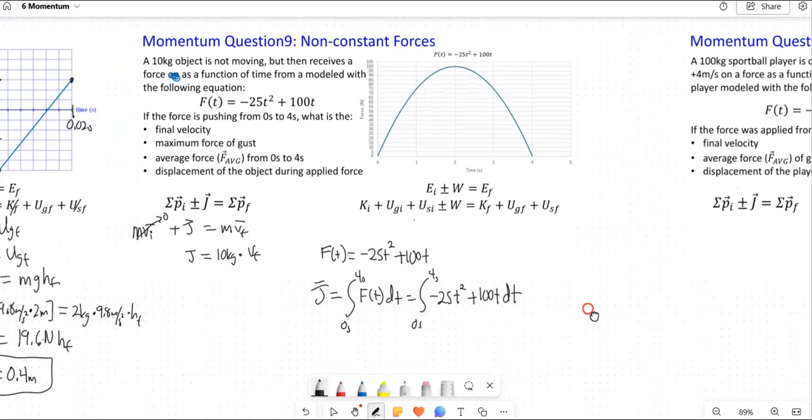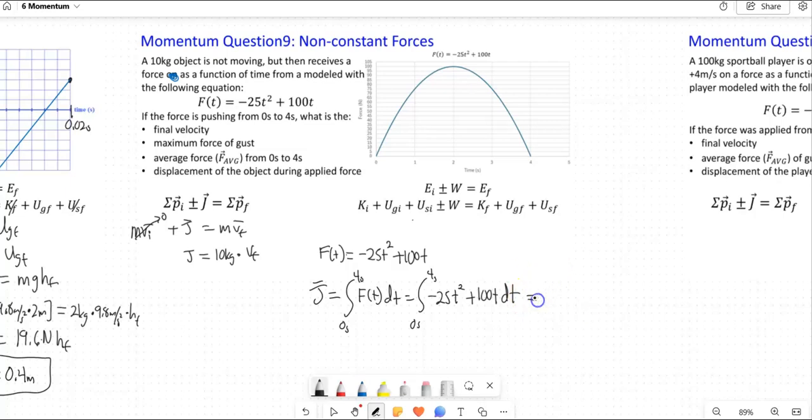So when we integrate this, this negative 25 is going to stay there. And what we're going to get is we have a t squared, so that's going to become t to the third divided by 3. And this is going to be plus 100, and we have a t in this equation, so that's going to be t squared divided by 2. And that'll be going from 0 seconds to 4 seconds. Okay.